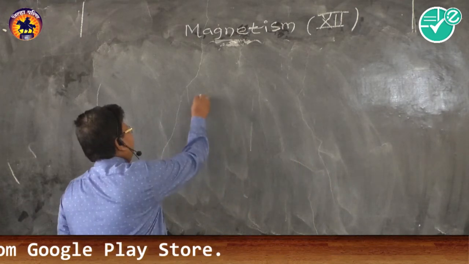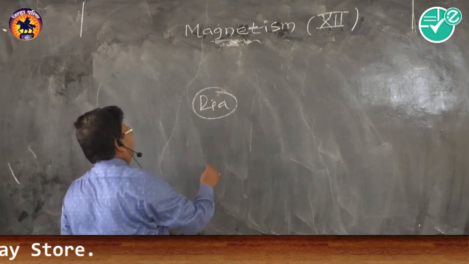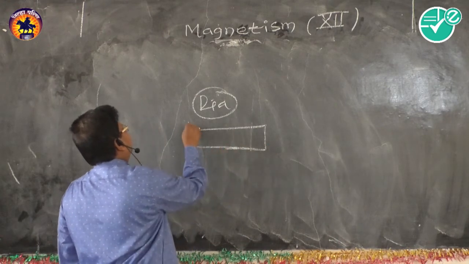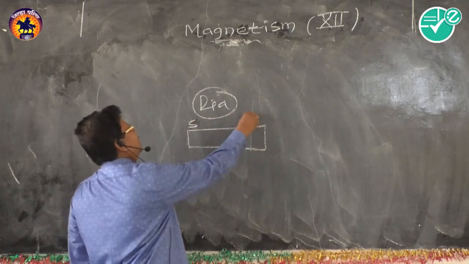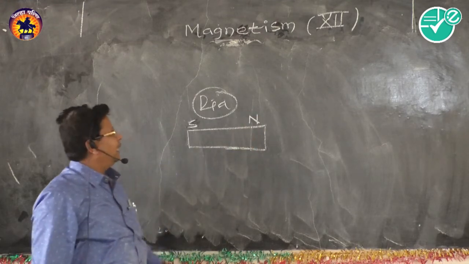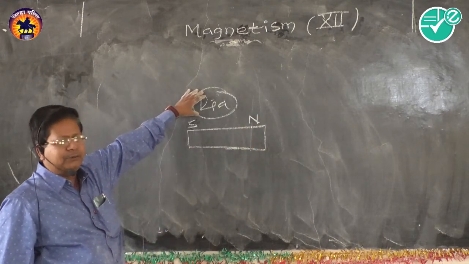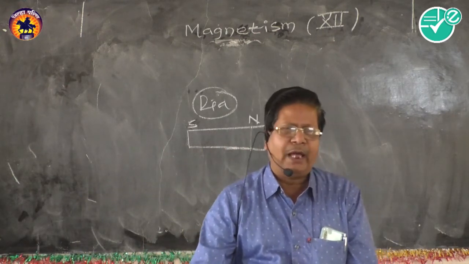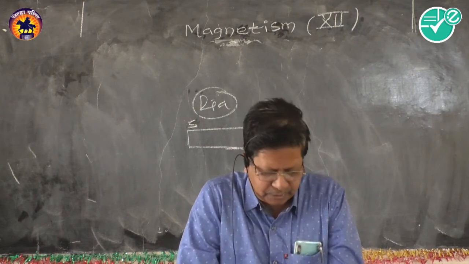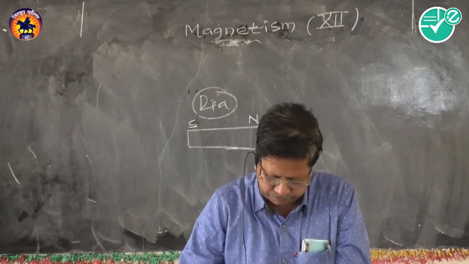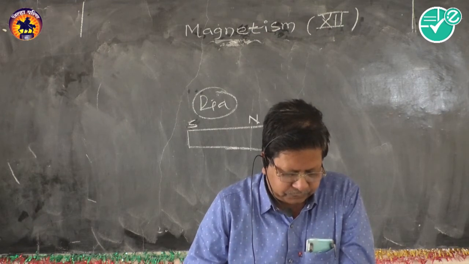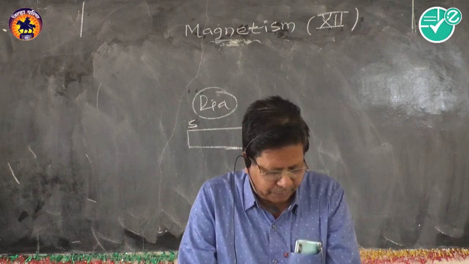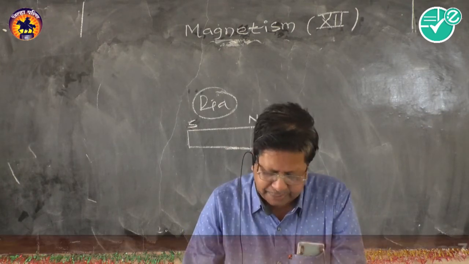So if a diamagnetic substance is taken and a bar magnet is placed near it, then this diamagnetic substance is repelled by both the poles, S pole as well as N pole. So this is one of the simple theoretical MCQs regarding diamagnetism.